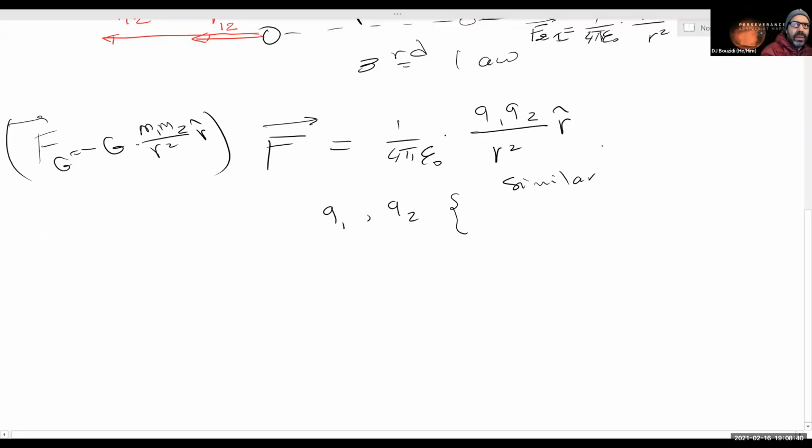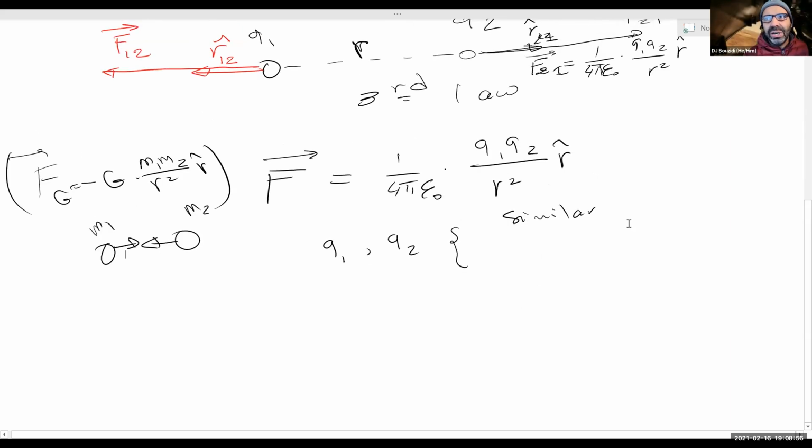So if I have an object 1 and an object 2, this one has m1, that is m2. This force, gravity, is always towards the other one. So it's an attractive force. Whereas in this situation, it's not. If the charges are the same, this force is actually a repulsive force.